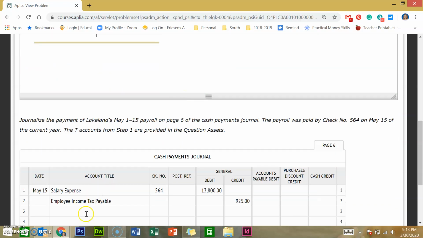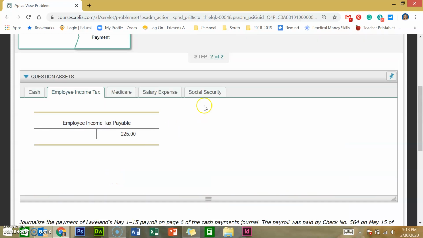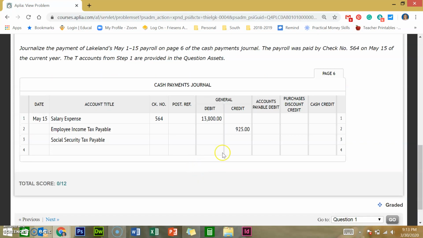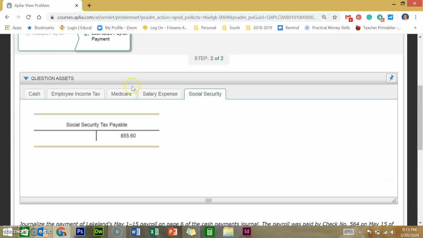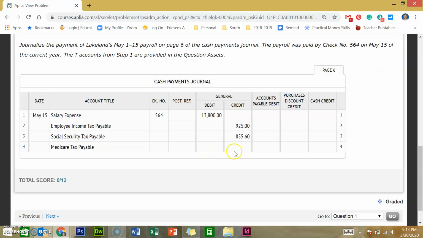Next up is Social Security. $855.60 is our credit here. And then don't forget Medicare tax payable, and 210.